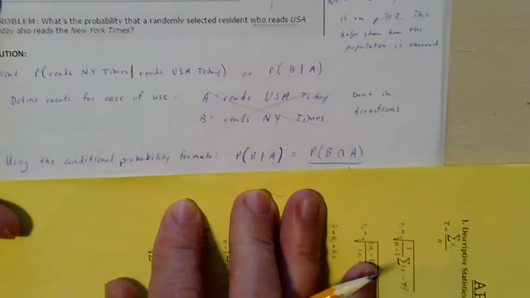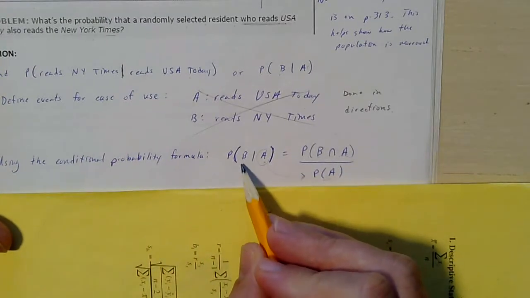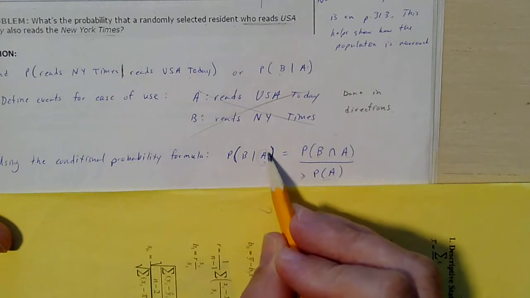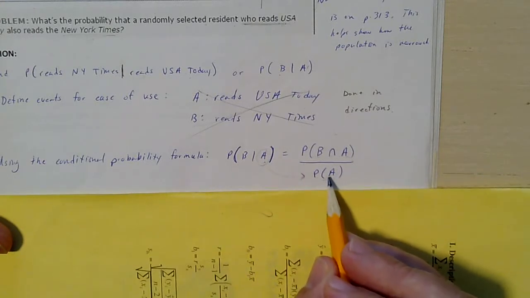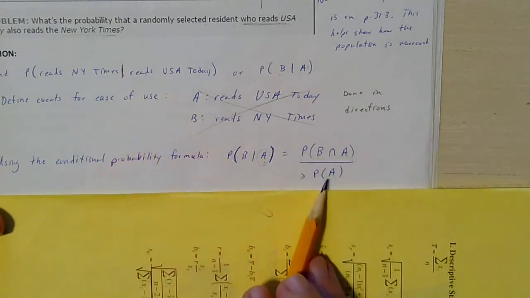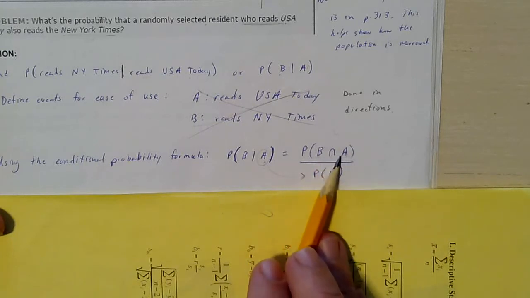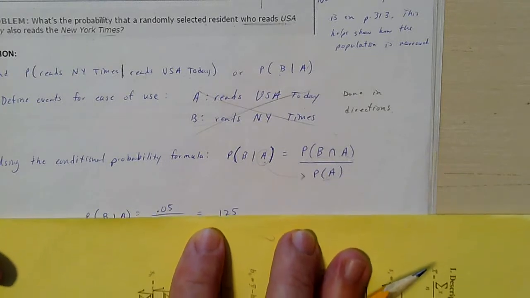All right. So using our conditional probability rule, this would be important to write down. B given A. So whatever the given part is what goes down here. So if you put in the context, you'd say probability of reads USA Today goes down here. And this is both New York Times and USA Today. Okay, so we can grab this.